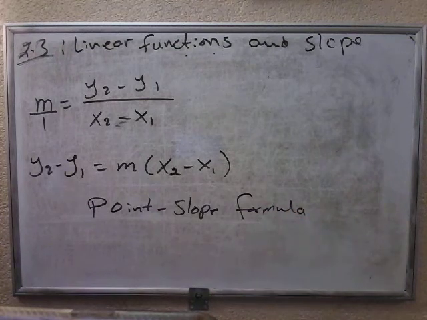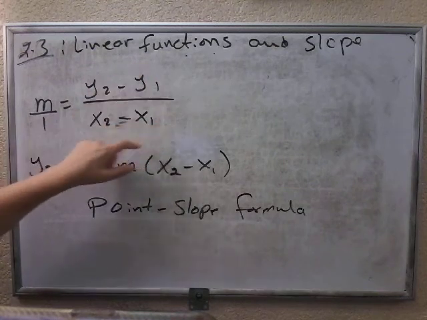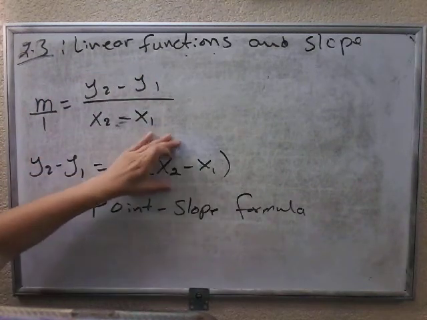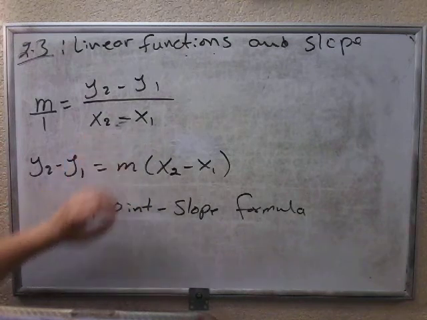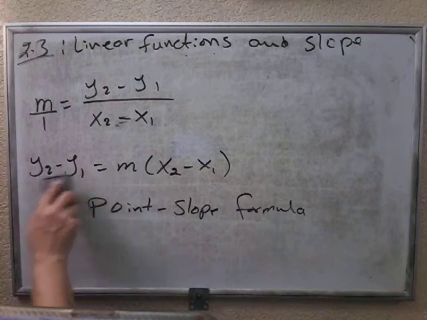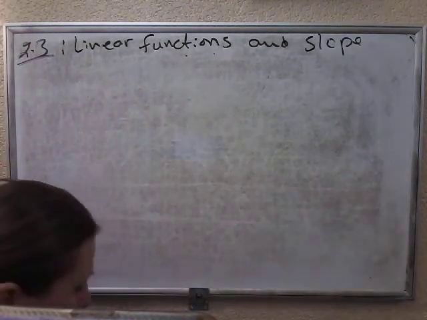Why is it called the point slope formula? You're using a point. Remember, this is 2 points, right? And you're using a slope. So we're going to choose 1 point and the slope in order to come up with an equation. So that's the formula that we're going to use. I'm going to write it up here and do an example.